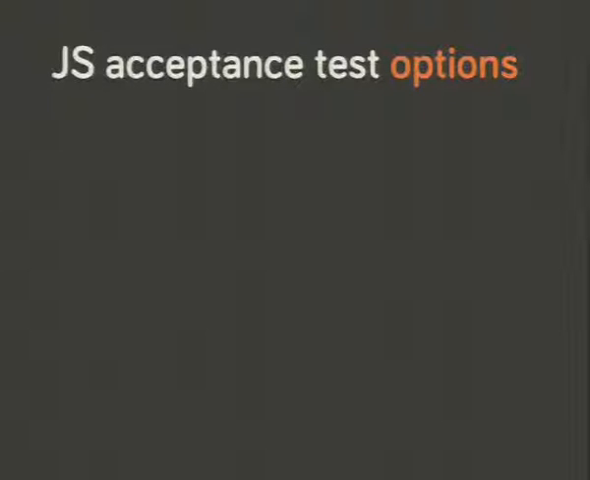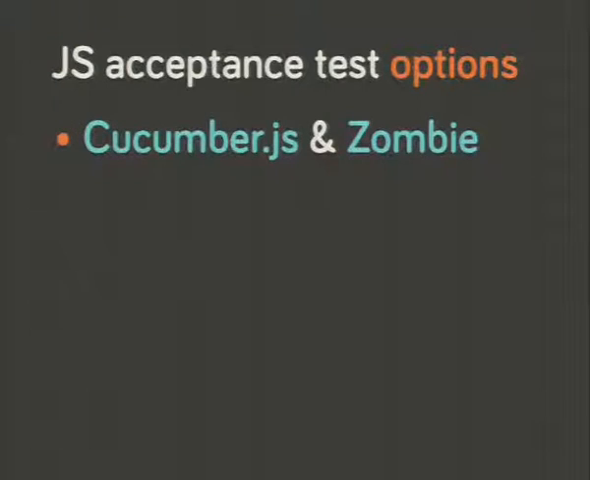So I'm going to talk about a couple of options, a couple of tools that are available. First of all, there's Cucumber.js. I believe Julian is here today. Hi there. Julian is the author of Cucumber.js, so if you've got any questions about that, you should probably ask him rather than me. But I'm going to show you how you can use Cucumber.js with a headless web browser called Zombie, which is available as an NPM module.